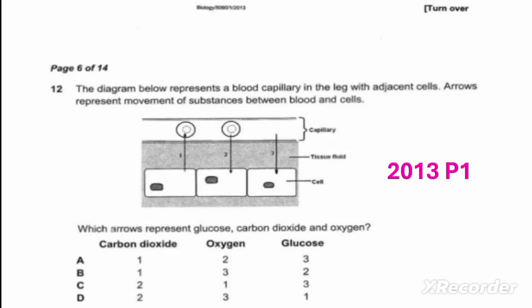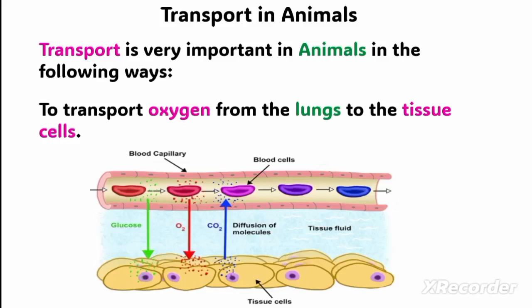According to the diagram we are given here, we have seen that this arrow is taking glucose to tissue cells. This one is taking carbon dioxide from the capillaries to tissue cells. And this one is taking carbon dioxide away from tissue cells to the blood vessel.